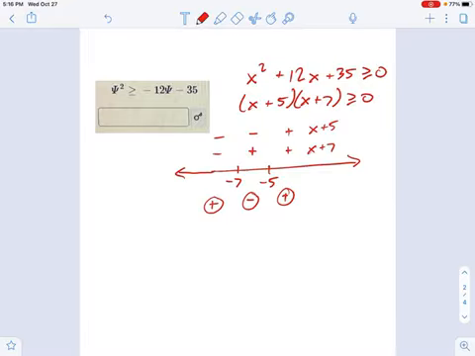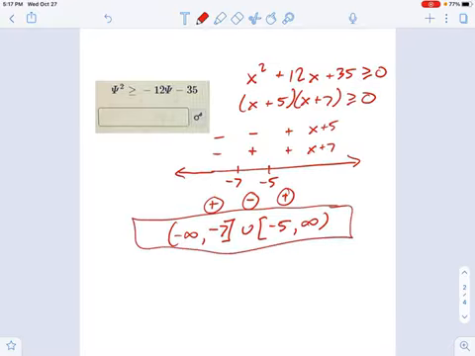Okay, and since I want greater than 0, that's what we're trying to solve here, I'm looking for the positives. So here's my solution. It's negative infinity through negative 7. And because this is greater than or equal to 0, negative 7 itself is okay. So that means we've got a square bracket here. Union, square bracket on the negative 5 for the same reason, out to infinity. Okay, so that would be my answer. That would be the solution to this inequality.